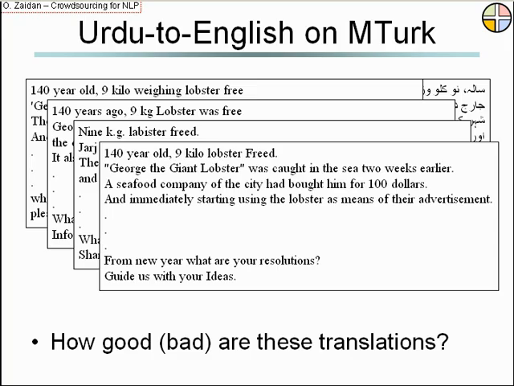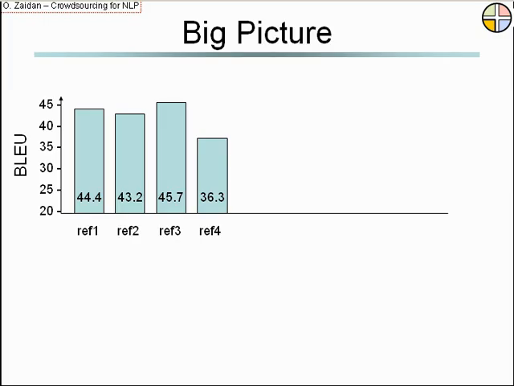So we did end up with 4 translations per source sentence. Now, let's look at the big picture here. Let's take a step back and move away from the crowdsourced translations first. Let's look at the references, the professionally produced translations. What I'm showing here is a BLEU score for each one of the reference sets, and this BLEU score is computed against the other references. So this gives us an idea of what the BLEU score range is for reasonable translations.